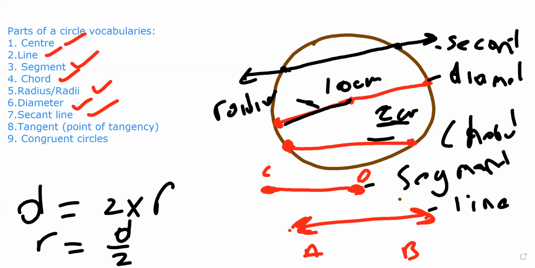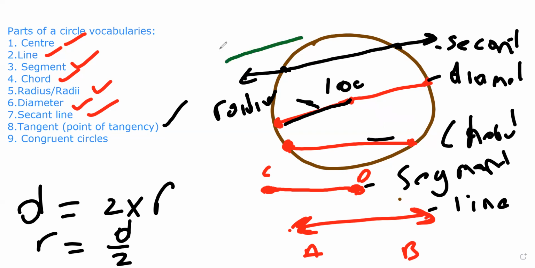All I need to do is to times this by 2 and I get the diameter. So always remember the diameter is twice the radius, while the radius is half the size of the diameter. Now I want to look at what we call tangent and point of tangency. Very, very important. So a tangent is just simply a line that intersects with the circle.